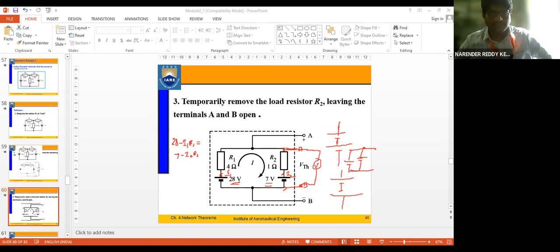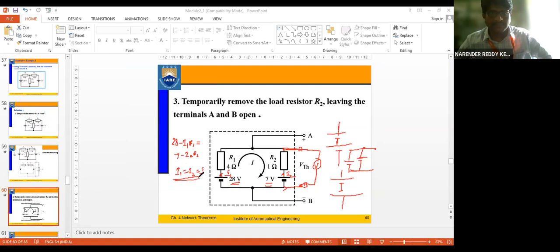That is, if I assume the loop current, the current in that loop should be the same, right? And how many paths of current do we have here? Only one, because A and B are already open circuited. So what current has to flow in the circuit between these four elements, two voltage sources and two resistors? So what's the condition we can write here? We can write I1 is equal to I2 is equal to I.